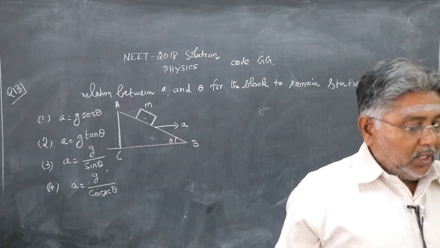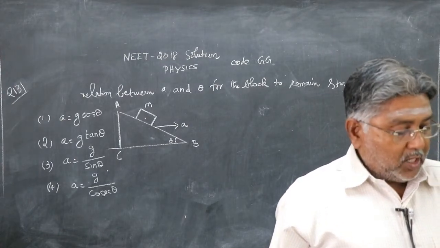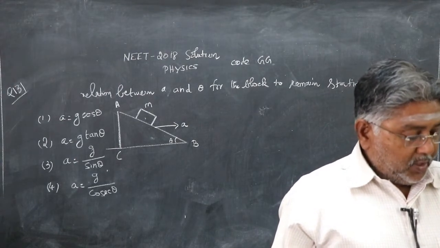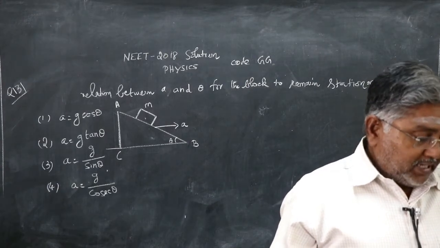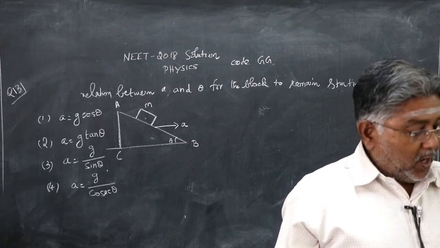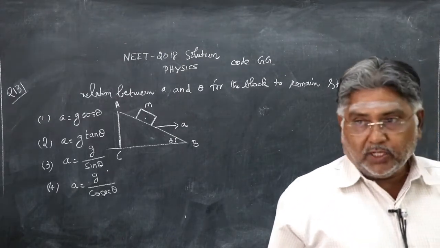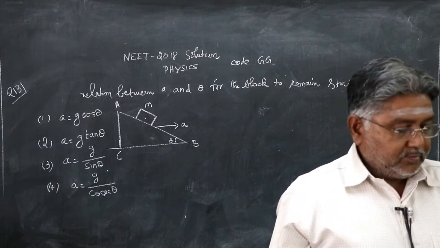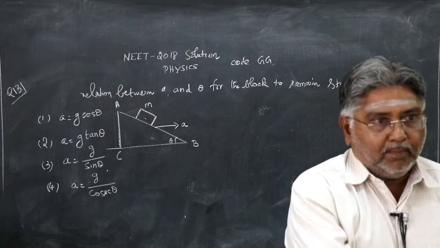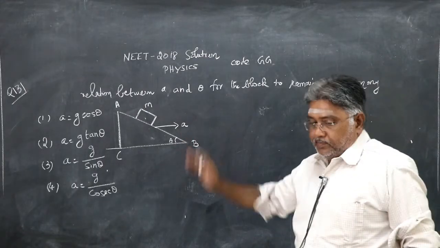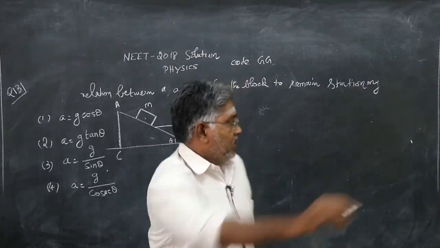Four options. Option 1, a equal to g cos theta. Option 2, a equal to g tan theta. Option 3, a equal to g by sin theta. Option 4, a is equal to g upon cosecant theta. Okay. Now this is a wedge given.